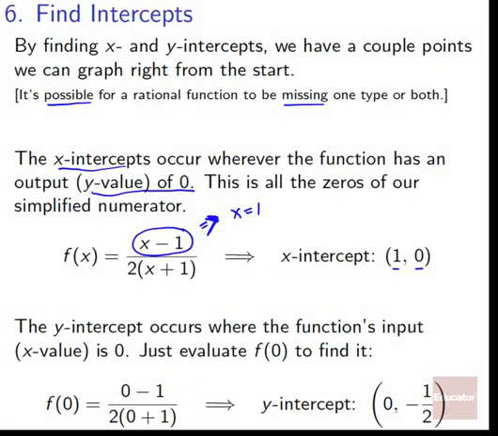The y-intercept occurs where the function's input, its x value, the x that we're plugging in, is 0 because that'll put us right on the y-axis. So just evaluate our function with a 0 plugged into it. So f of 0: we plug in 0. So 0 minus 1 over 2 times 0 plus 1 from our simplified function. So that simplifies to -1 over 2. So we get (0, -1/2). So we've got some points to start off with when we're plotting.